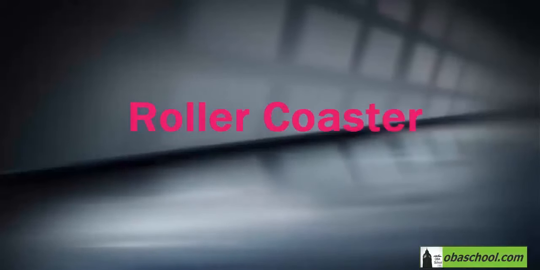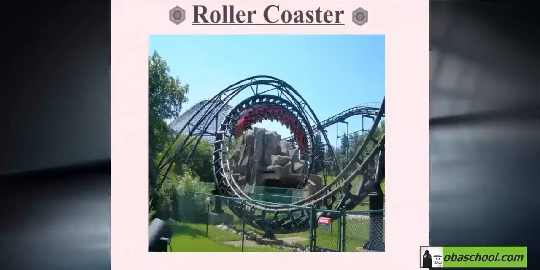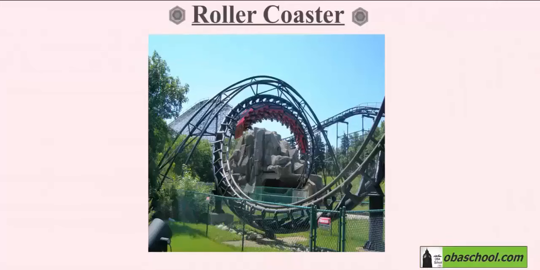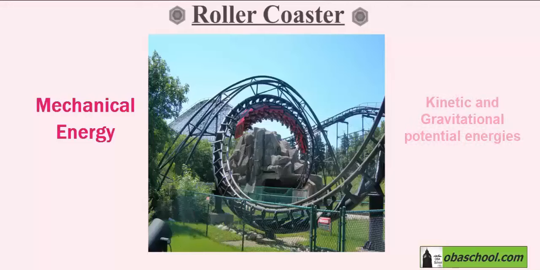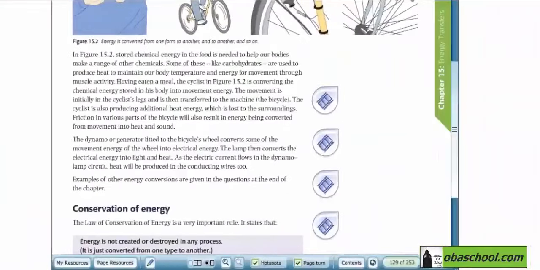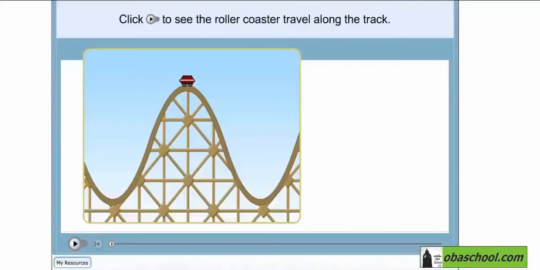The roller coaster. Funfairs are very exciting places because changes to stores of energy happen quickly. In the roller coaster, it's all about the changes in mechanical energy, which signifies the changes of kinetic and gravitational potential energies. Let's see the simulation that explains the changes of energy stores in the roller coaster.